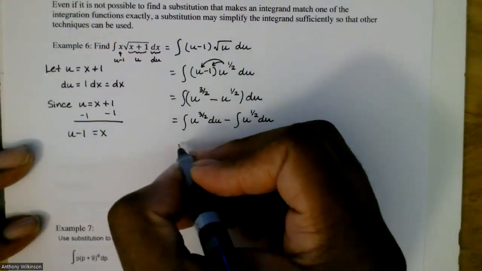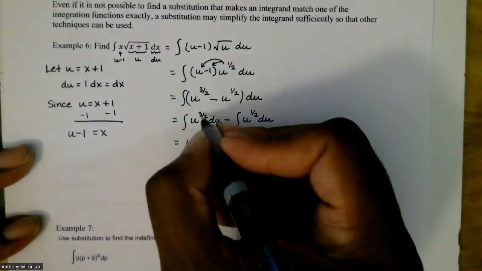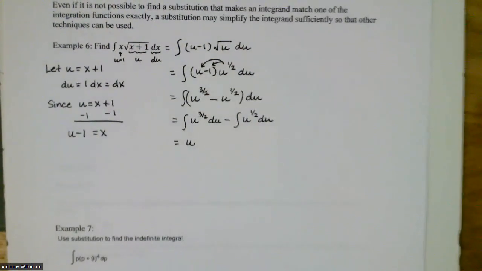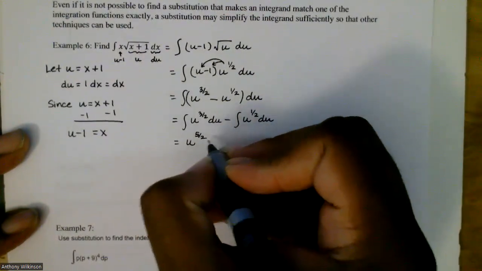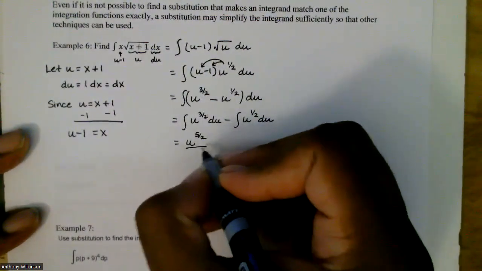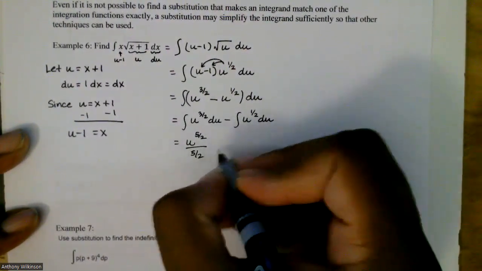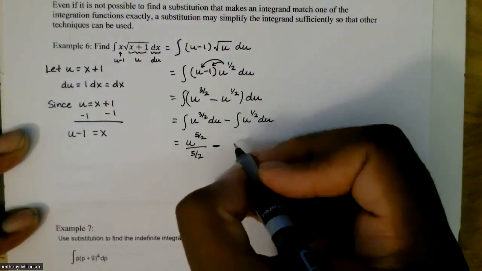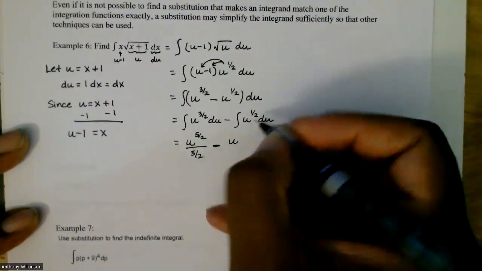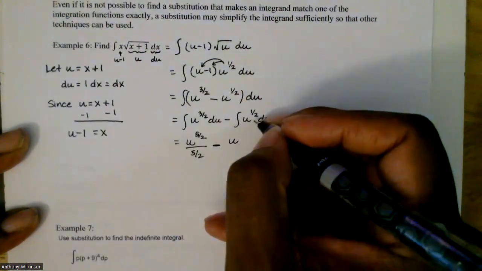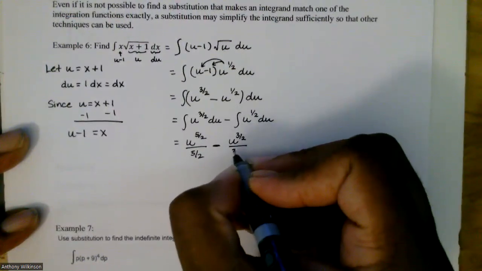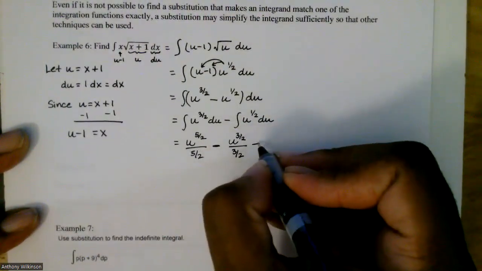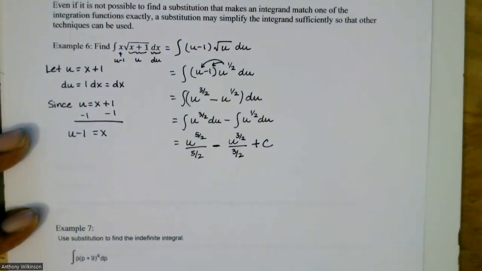So for the integral of u to the 3/2 du, we increase the power by 1. So it'll be 1 plus 3/2. It could be 1 3/2, but if you change that to an improper fraction, it will be 5/2, divided by that new exponent of 5/2, minus, for the integral of u to the 1/2, we increase the power by 1 as well. So it'll be 1 plus 1/2, or 3/2 as an improper fraction, divided by that new exponent of 3/2. And of course, we have to include the plus c.